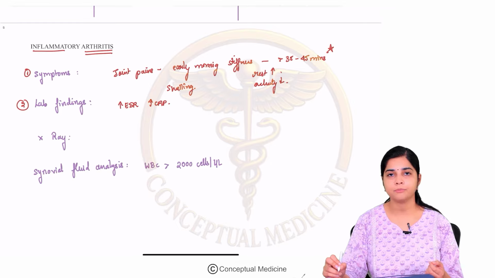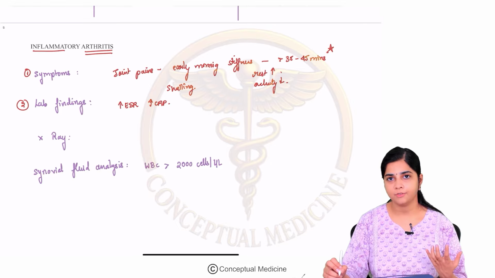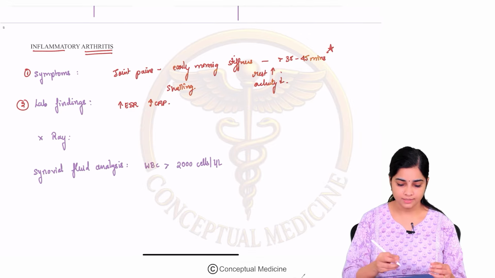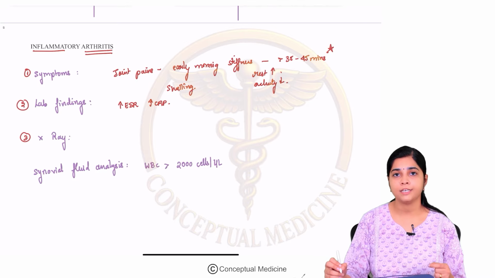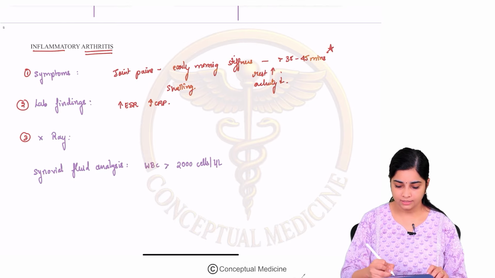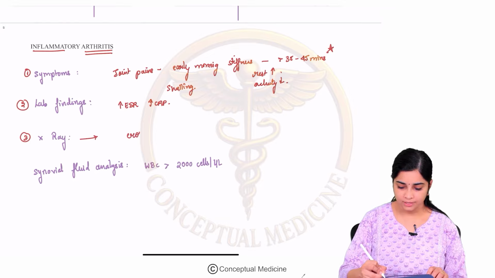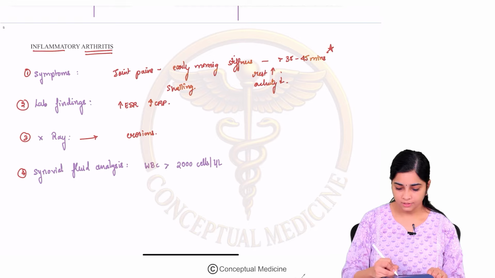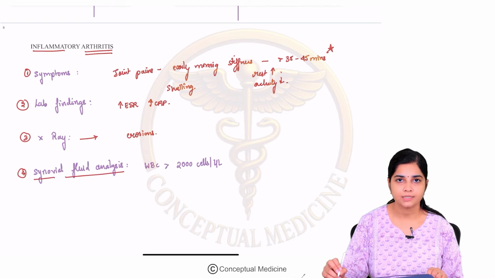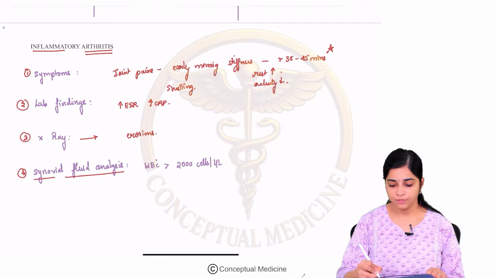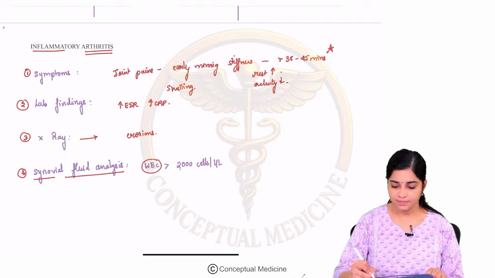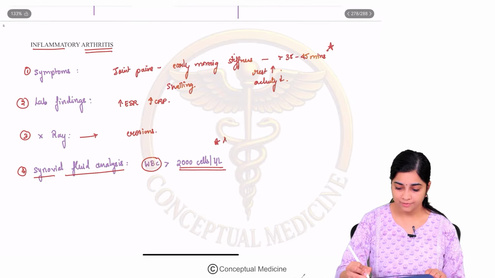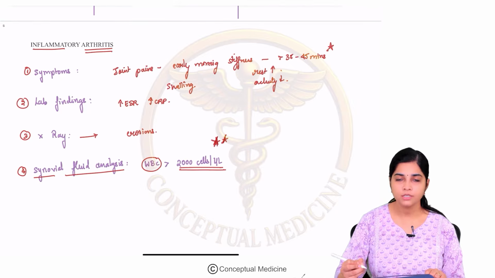which is your C-reactive protein. So both elevated inflammatory markers, ESR and CRP, may be the laboratory findings which can be seen. Then on the X-ray, if you are looking at an inflammatory arthritis, you may find evidence of bony erosions on the X-ray. Then fourth, if you do a synovial fluid analysis, so very important, you will find evidence of WBC count more than 2000 cells per microliter. So that is also very characteristic for an inflammatory joint pain.